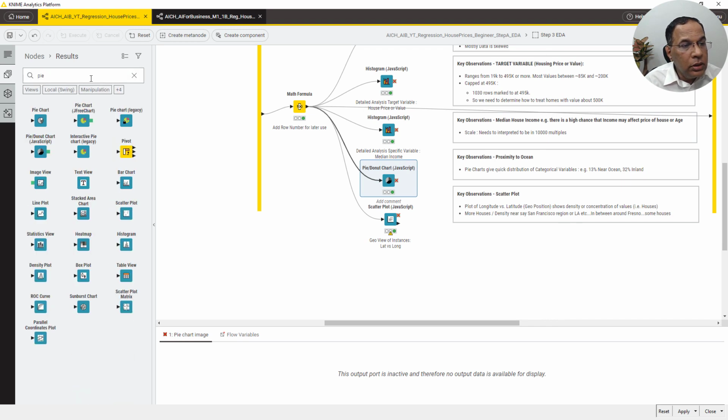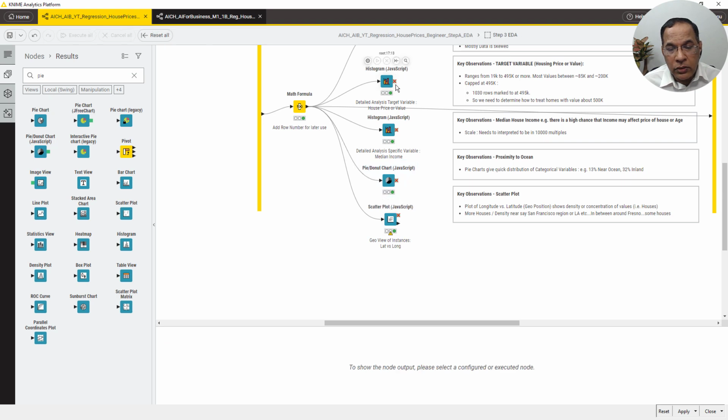You can just search for pie chart. There will be a variety of these. Likewise, you have scatter plots, you have bar charts, you have many of these, right? And you can also do a heat map, and so on and so forth. I'll be covering these in separate videos, but for our regression analysis, I think you're pretty much okay with just the histogram and the pie chart analysis that we looked at.